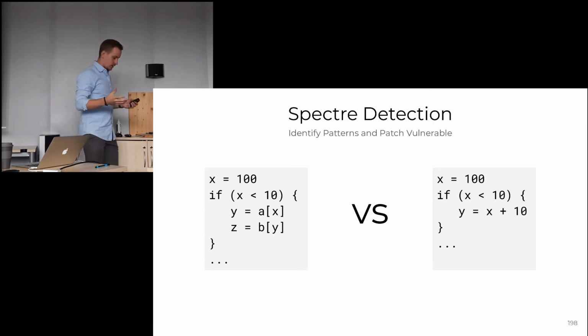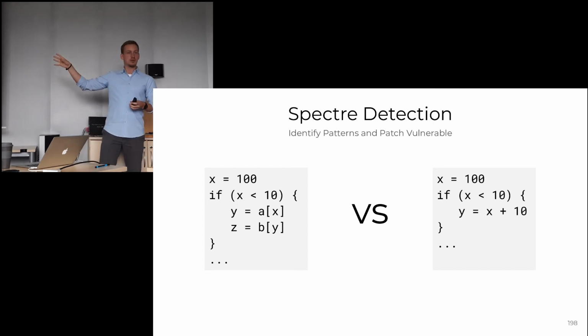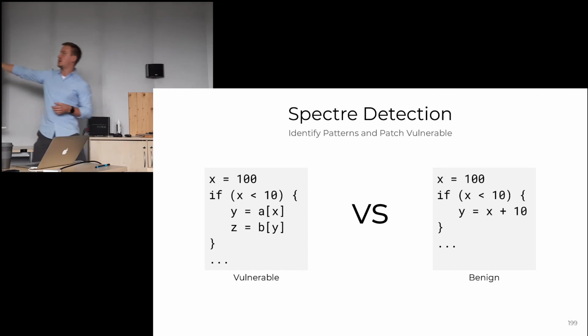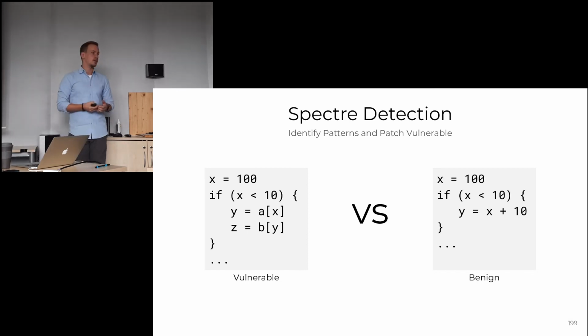So a holistic technique would instrument both snippets of code. We will have some kind of instrumentation in both because we have a conditional branch, and we would have to pay the full price of protection here. But since we do not have a memory access on this side, we can conclude that it's more or less benign, and we don't have to pay the performance price here.